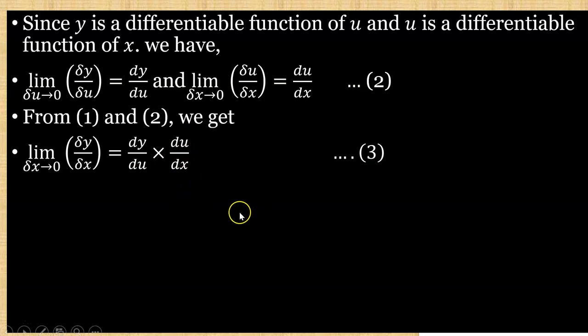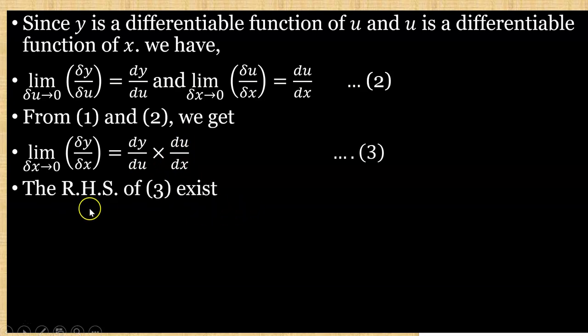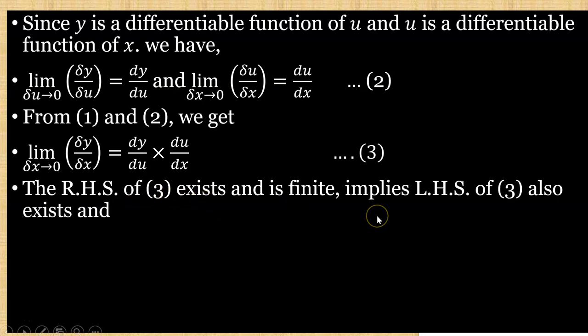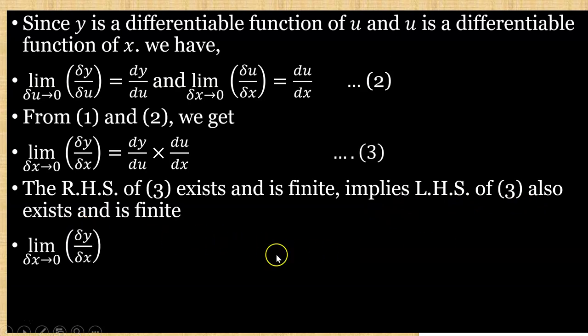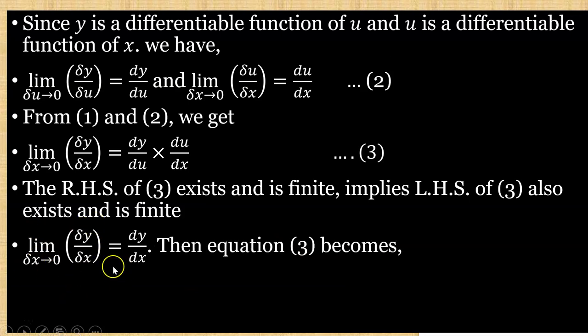This is number 3. It means that the RHS of 3 exists and is finite, and it implies that the LHS of 3 also exists and is finite. And therefore, the limit delta x tends to 0, delta y by delta x is equal to dy by dx, and then this equation 3 becomes dy by dx is equal to dy by du into du by dx.